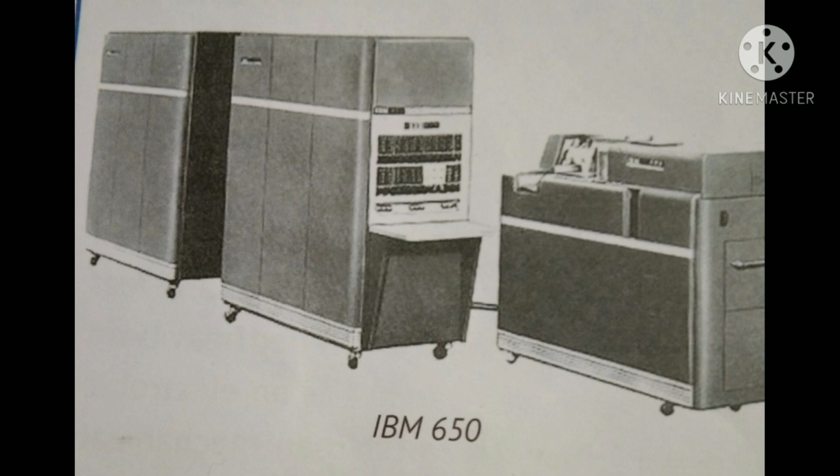Look at the IBM 650. This is an example of third generation computers. In 1954, the company IBM introduced the IBM 650, the first mass produced computer. Computers still use transistors, although they are much smaller.